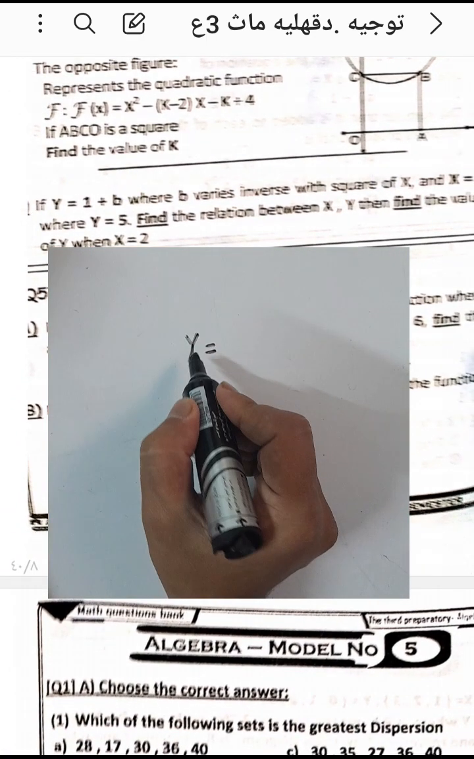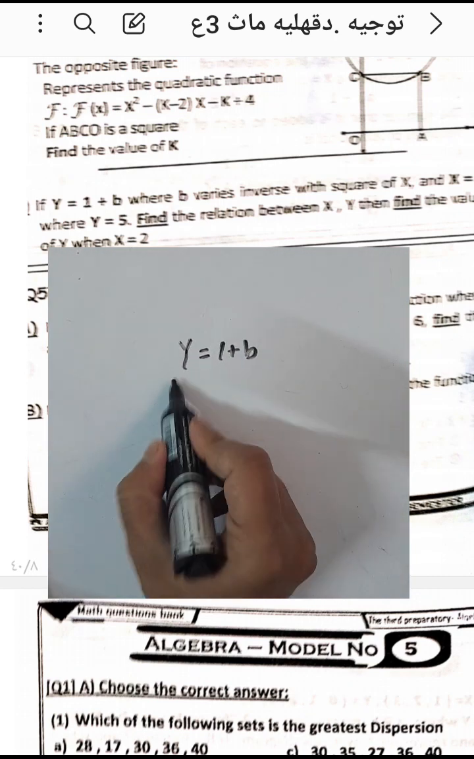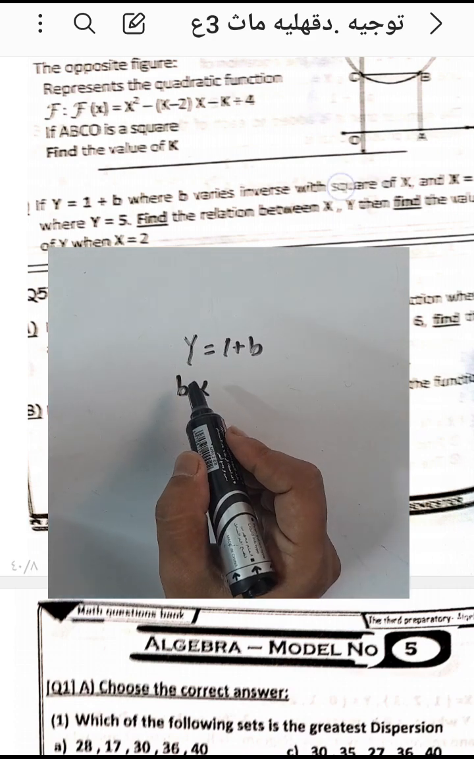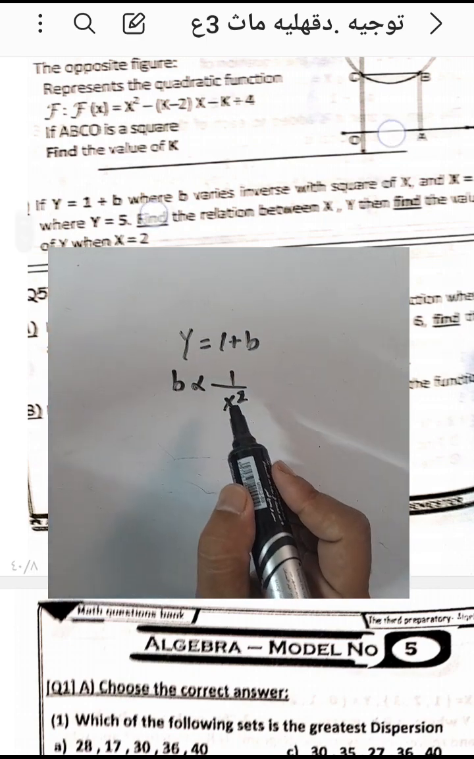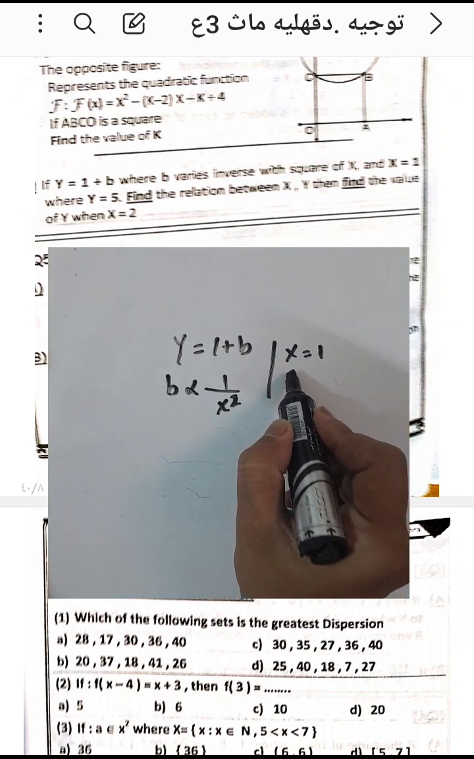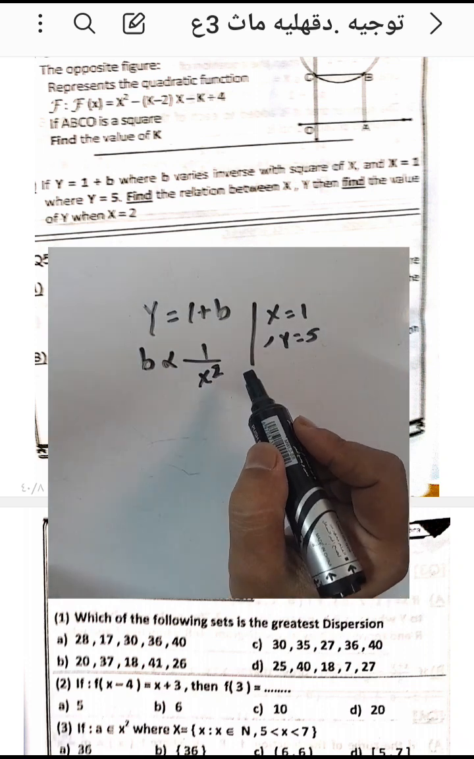if y equal 1 plus b, where b is inversely proportional with the square of x. Okay, we have two relations: y equal 1 plus b, and he tells us b is inversely proportional with square of x. We have x equal 1 where y equal 5. Find the relation between x and y.